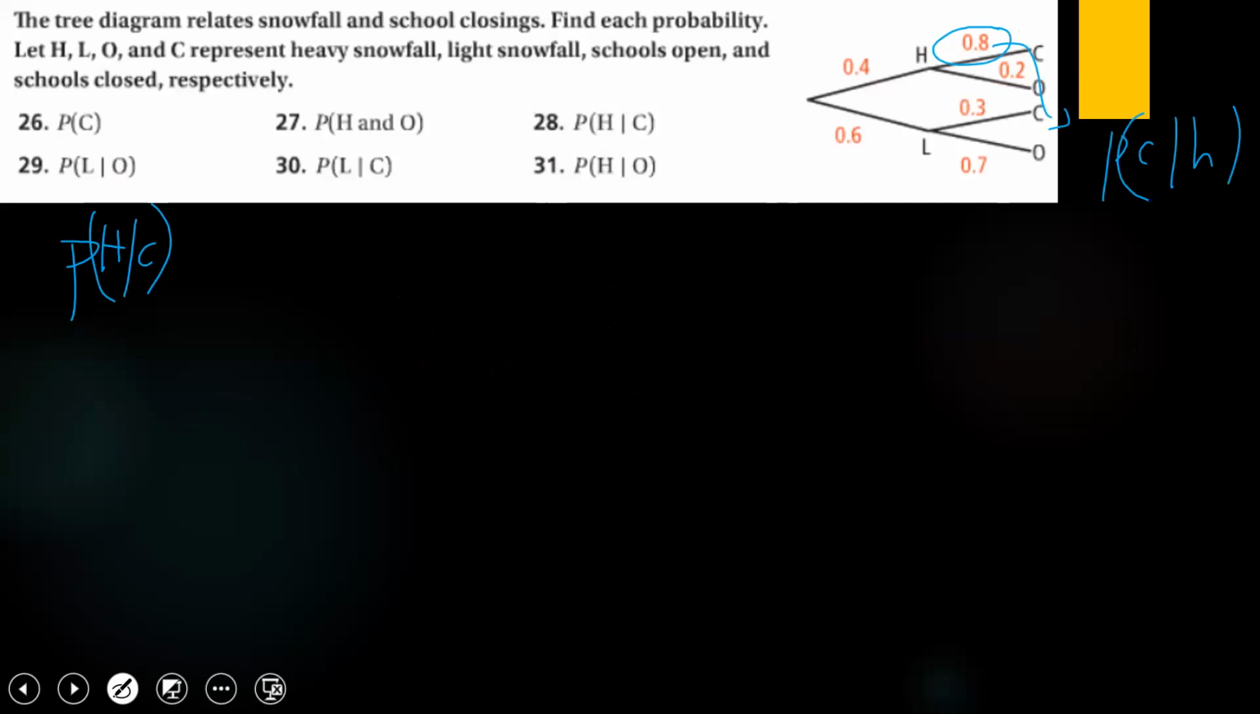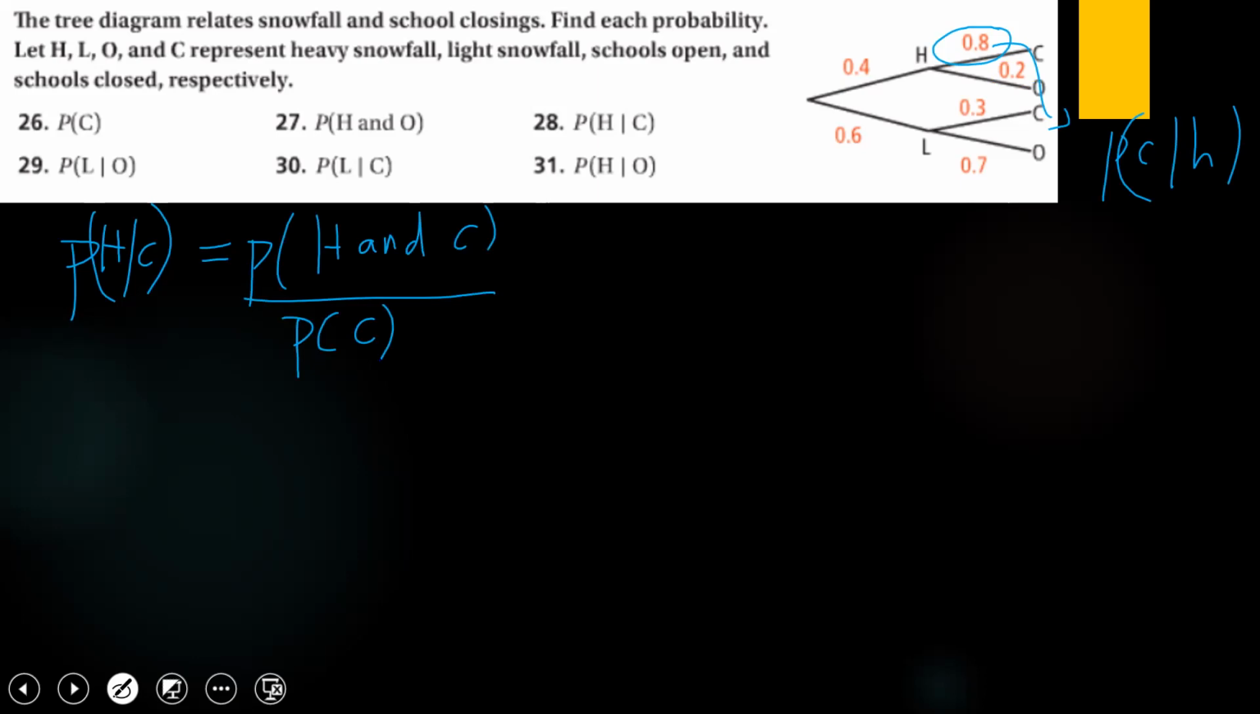So here, if you have to find the probability of H given C, it is the probability of H and C over the probability of C. Is it right? If I want to find the probability of H given C, it is the probability of H and C over the probability of C. Okay, probability of C, I can find it. We said before it is 0.5.